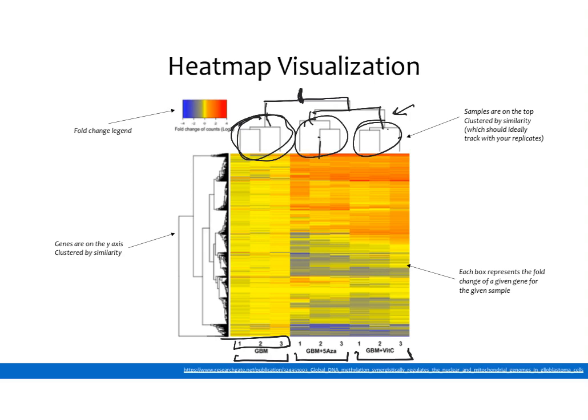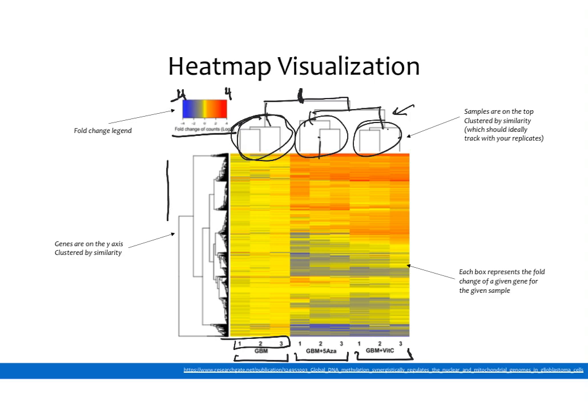So the fold change legend here tells you what every color means. So here, a blue means that there's a -4 fold change, which means the gene is down by 4 units, or log 2 4 units. And if it's red, then it's up by 4 units. So this is important to look at because the colors can change from heat map to heat map, and so you want to make sure that you're interpreting it correctly.